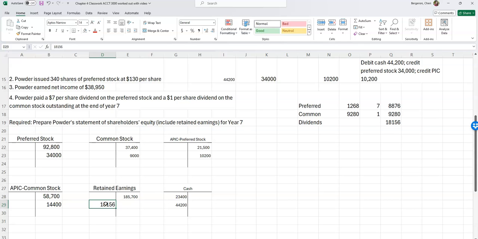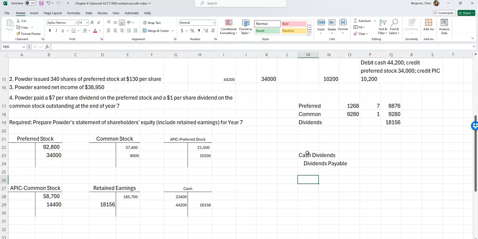And we are going to be reducing cash by $18,156. All right, let me talk about how I got to that, though. So when you declare dividends, you debit cash dividends, and then you credit dividends payable. That's what I mean by setting up the liability, because I credited a liability and I'm setting it up.